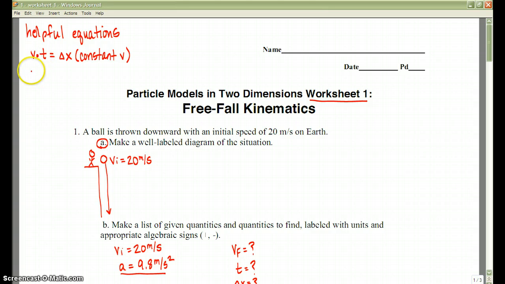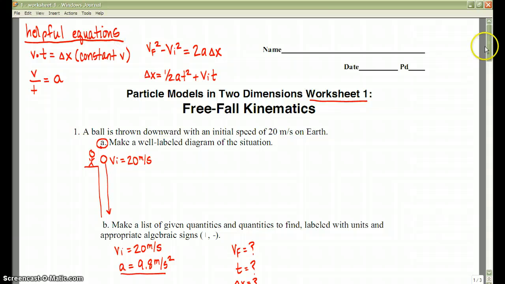Another equation that's going to be useful is velocity divided by time, which gives us our acceleration. This is one we might want to use in case of velocity changing. Then we have an equation that requires no time: the final velocity squared minus the initial velocity squared is equal to 2 times acceleration times the distance traveled. We do have one other equation to solve for distance: delta x equals 1/2 at squared plus v initial times t. Those are our 4 helpful equations for this worksheet.